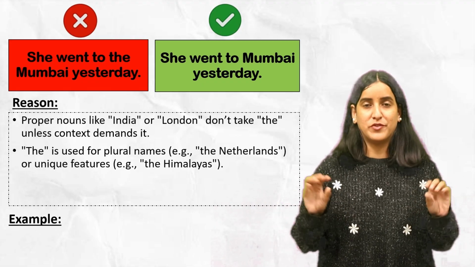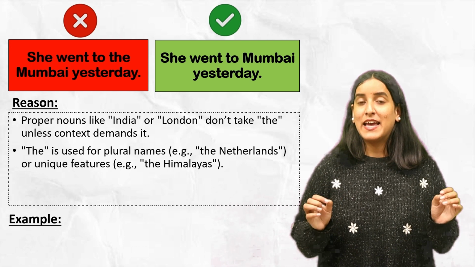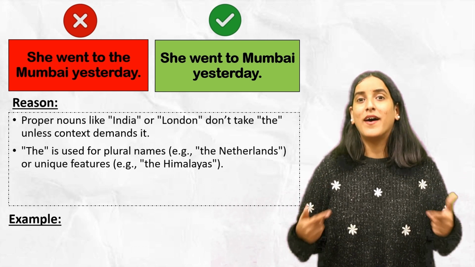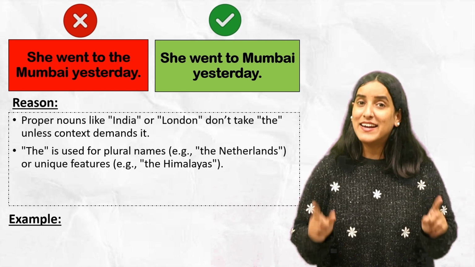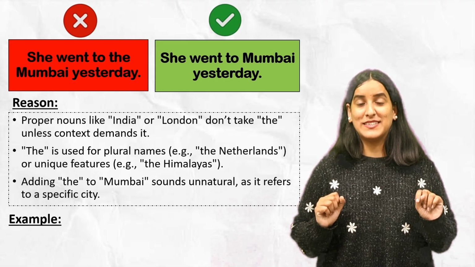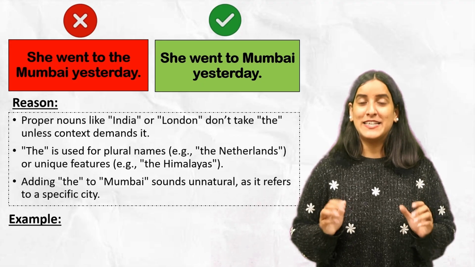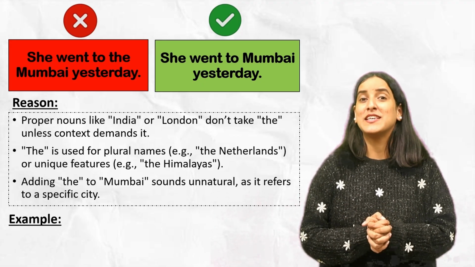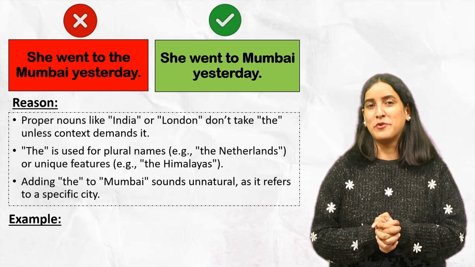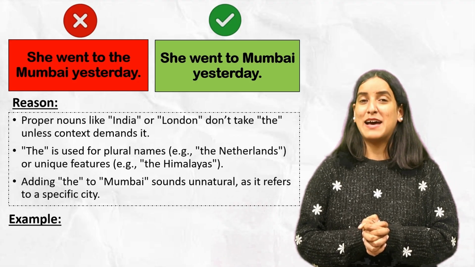It's the name of a place, referring to a specific city, and it does not require the, right? Adding the makes it sound unnatural. Adding the makes it sound incorrect. All right, that is why we will not use the article the before it. All right, let me give you some more examples.